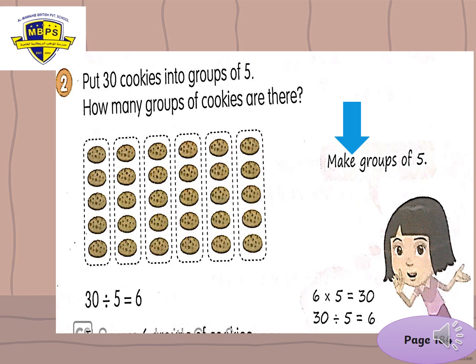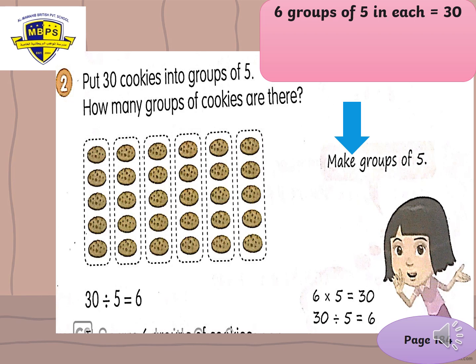So at this time, look at the division sentence. I start with the total number, which is 30, divided by how many in each group? 5. Equal how many groups? 6. So let's write now a multiplication sentence. I will show you how we can write a multiplication sentence about this picture. We have 6 groups of 5 cookies in each, equal how many in all? 30. So 6 multiplied by 5 equal 30. If you skip by 5 here, we have 30 cookies.